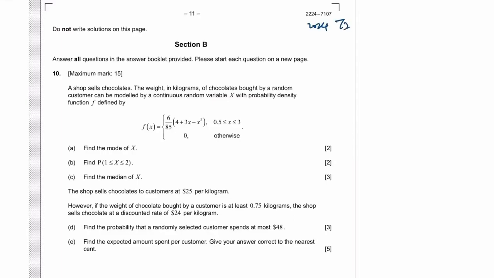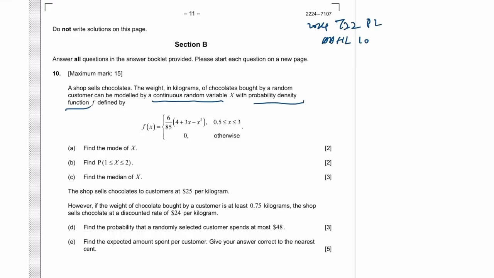2024 Times 1 2 paper 2. This is HL question 10, the first question of section B. So it looks to be a continuous random variable PDF kind of question.